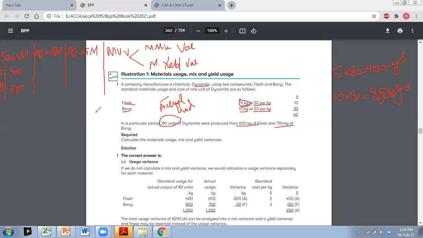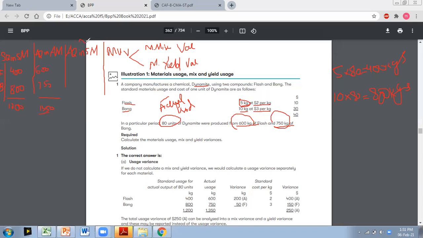Now what did happen in actual? 600 kgs of flash and 750 kgs of bang were used, right? What is the total now? This is going to be 1350, and this is going to be 1200, I guess. Yes.